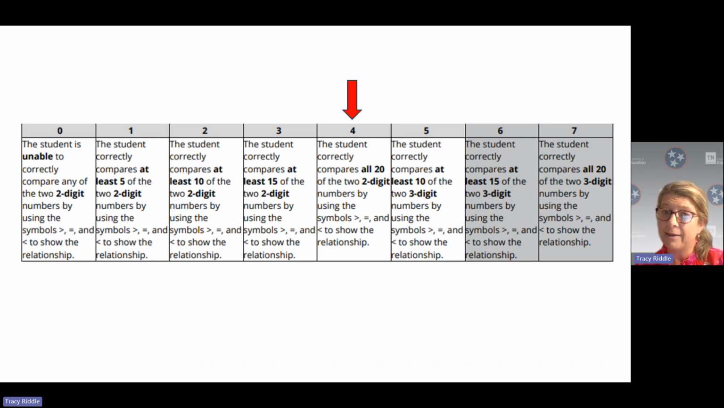For levels 5 through 7, the students are comparing three-digit numbers. If students are successful at level 5 and they can compare at least 10 of those two three-digit numbers correctly, you do not have to upload evidence of level 4. If they are able to compare at least 15 of those two three-digit numbers correctly, that is a score of a level 6. And if they are able to compare all 20 of the two three-digit numbers correctly using those symbols, that is the score of a level 7.